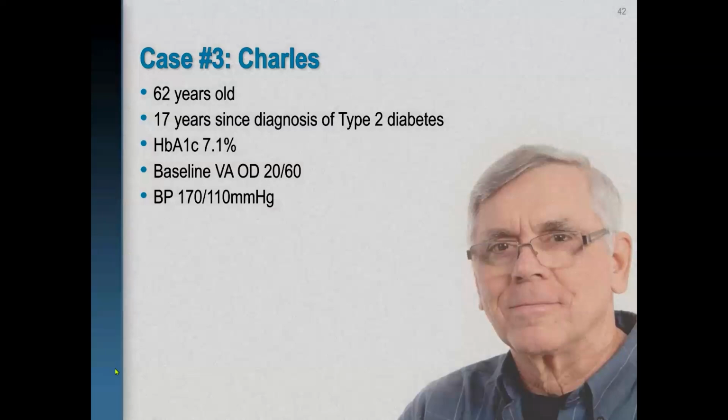And the next, just keep going there, Heather. Okay, so we have Charles here, who's 62. Let's see if you can actually do this as well. His A1C is 7.1, not bad. Visual acuity is 20/60, not bad. Blood pressure, well, a little sketchy there: 170 over 110. Remember, you want 120 over 80. Next slide.